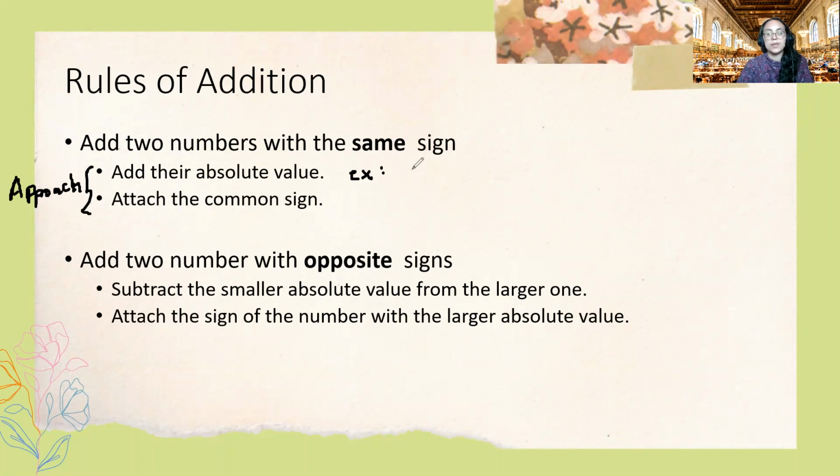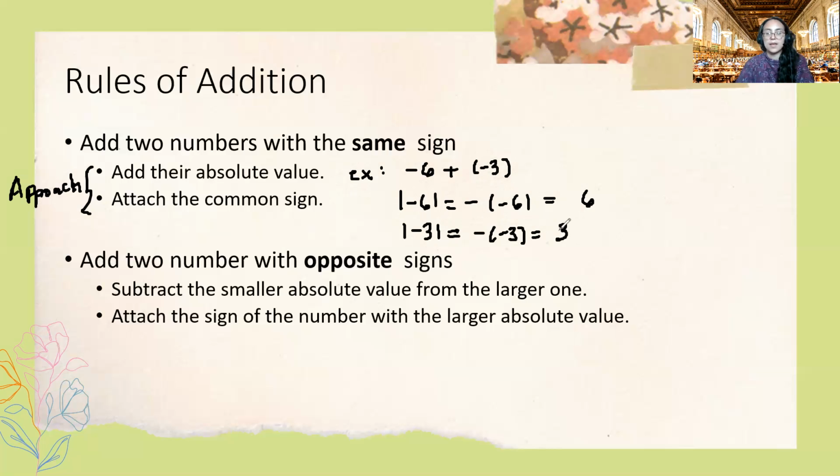If we're going to add two numbers with the same sign, I always think of negative numbers. So -6 plus -3. According to our approach, they have the same sign, so I'm going to take their absolute values. Remember, the absolute values of negative numbers are going to be their opposites. So the absolute value of -6 is +6, and the absolute value of -3 is also the opposite of it, +3.